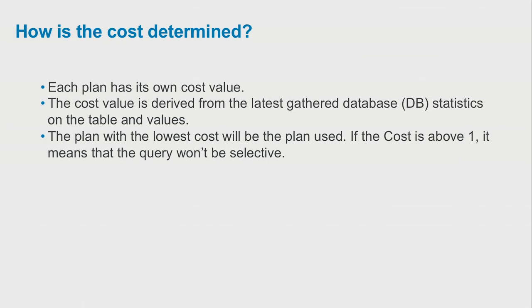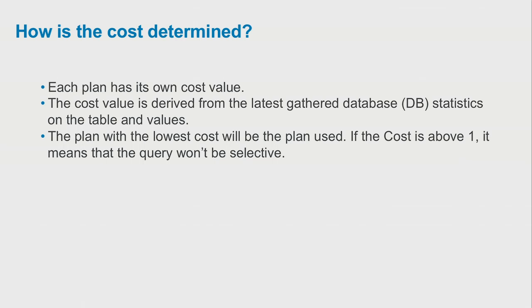So how is cost determined? The cost value is derived from the latest database statistics. So once a night, Salesforce goes through and will calculate database statistics for all of your objects. Salesforce does this under the covers. This is sort of like helper methods for the query optimizer, so it can say, how many records are in this? How many things are in that? So something's going to happen here. You could change records overnight. You could load 50,000 records in today, and it's going to change how your queries perform. So again, the plan with the lowest cost is the one that's going to be used. Anything above 1 is not selective.